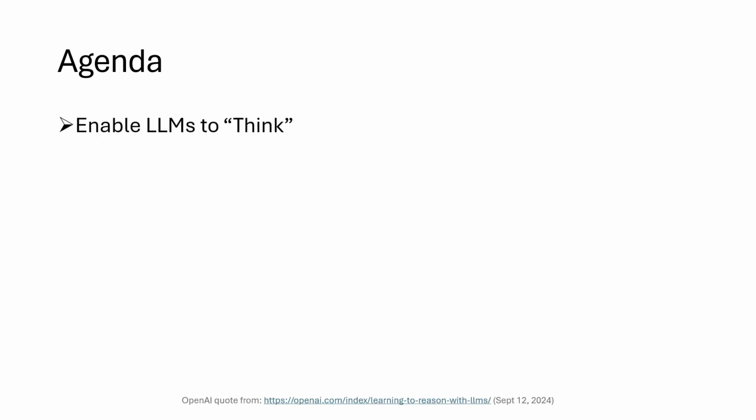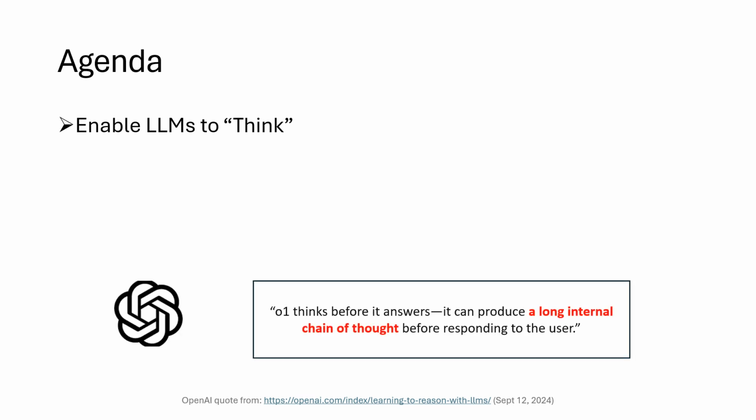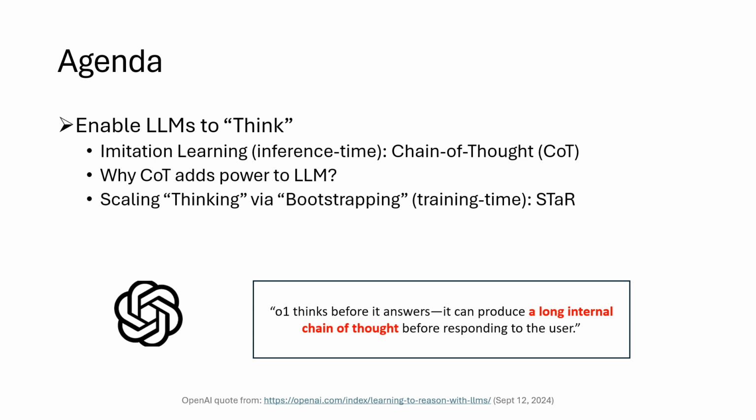So let's get to the first part: how we can enable large language models to think. Here is the OpenAI quote from their website. It reads, O1 thinks before it answers. It can produce a long internal chain of thought before responding to the user. So the key words here are long and chain of thought. Later we will introduce what chain of thought prompting is, and from a theoretical perspective, why chain of thought adds power to large language models.